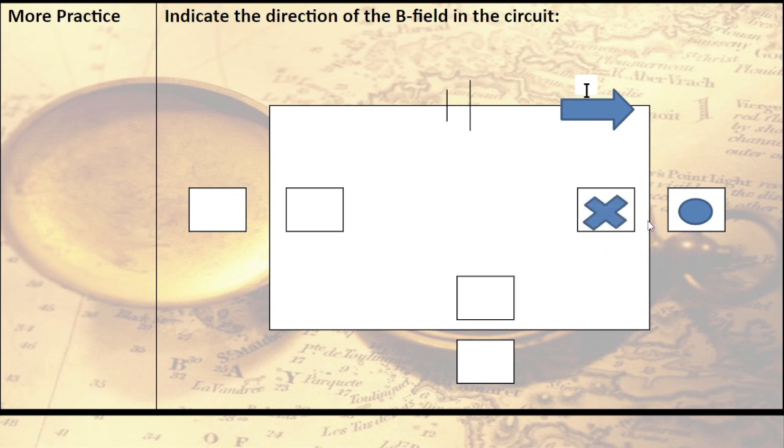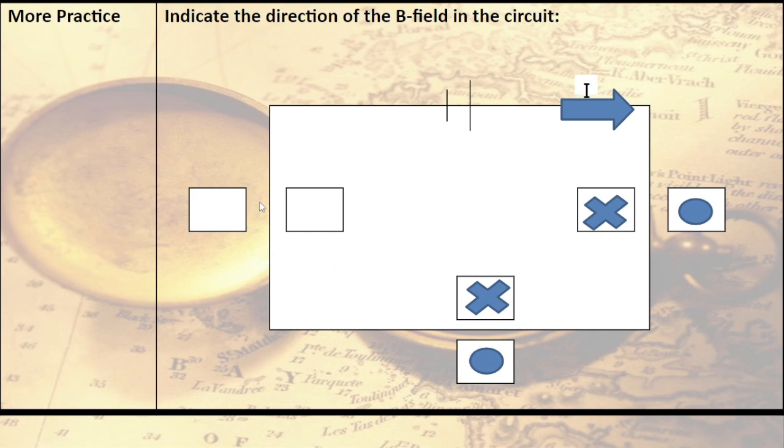Next, my current points down, and then over here, my current is now pointing to the left. So I do the same thing, point my thumb to the left, always the right thumb. Over the wire, I notice that it's going into the computer screen, and under the wire, I notice it's coming out of the computer screen. So this should be an X over here, and this should be an O right here. Here we go, 2 for 2.